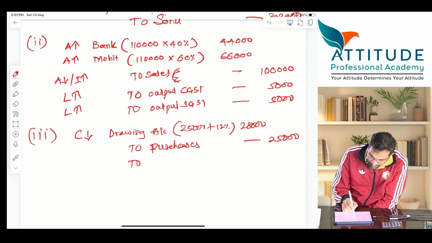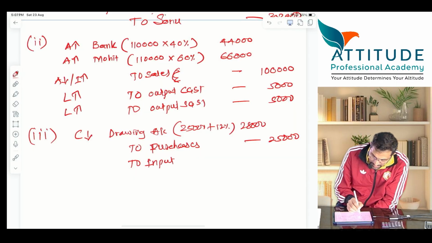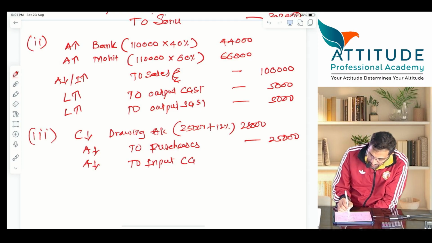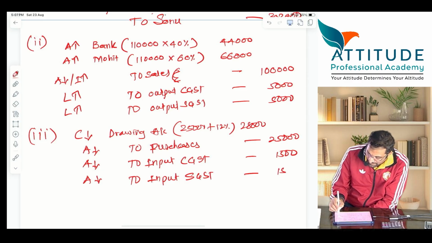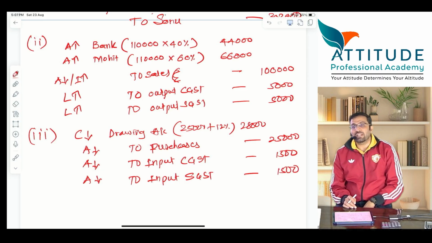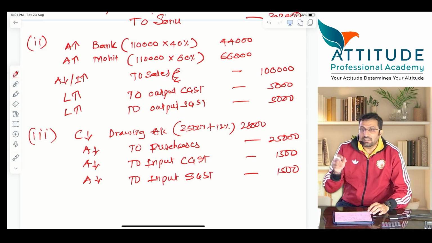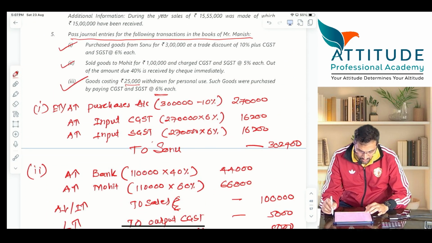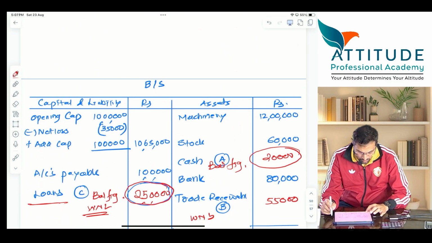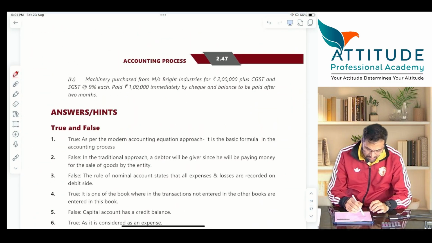Two purchases: purchases will be without GST because the purchase account was debited without GST. To input, this is asset reduces. Here also asset reduces, your receivable will reduce. Input CGST, I think 1,500, and asset reduces. To input SGST, how much? 1,500. Asset reduces. Clear? This we have done already. Going ahead, third is done. Fourth, there is one more item left I think. Yes, here is the fourth.